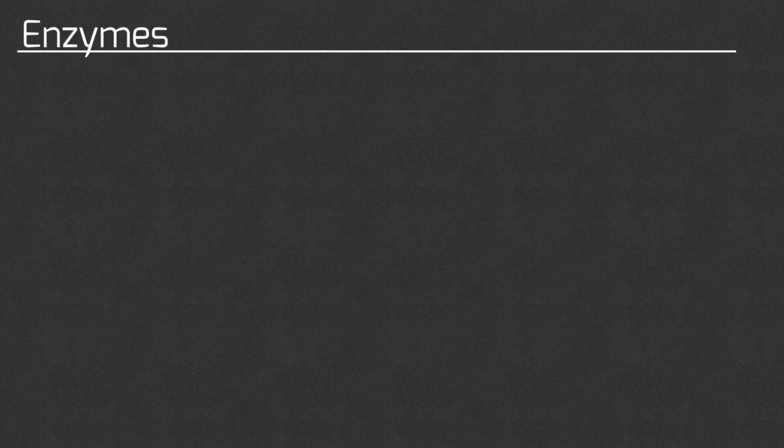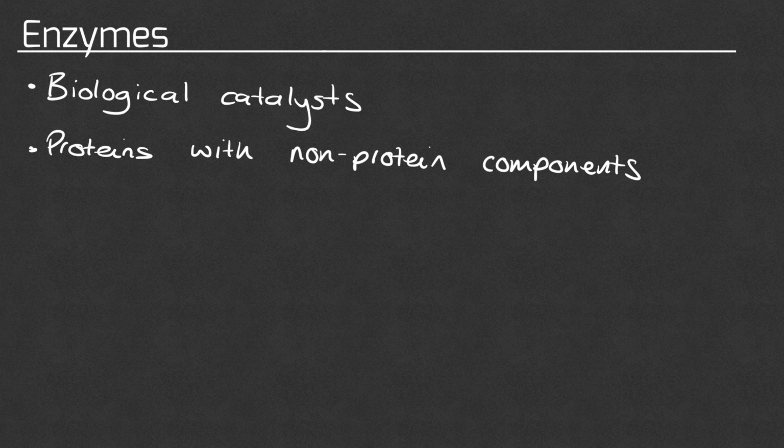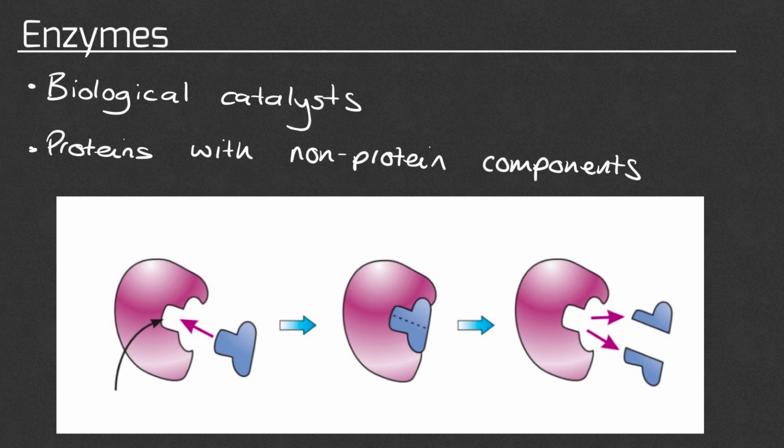We're now going to look at enzymes. Enzymes speed up chemical reactions by acting as biological catalysts. They are proteins, but some also have non-protein components. Enzymes act upon a substrate. Enzymes have an area called an active site, and the substrate fits into the active site so it can interact with the enzyme. The active site is three-dimensional. It is part of the enzyme's tertiary structure.